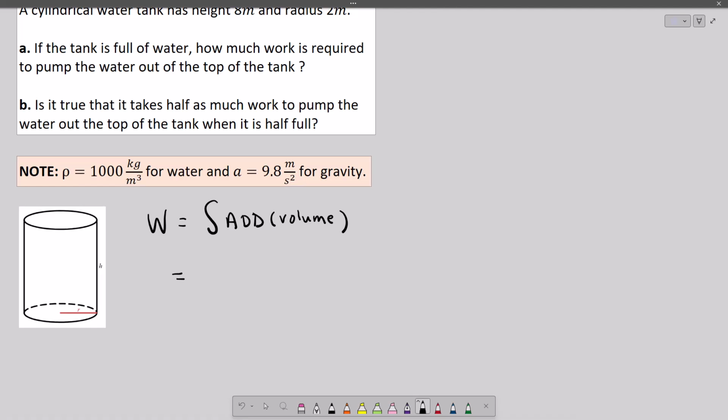Density of your liquid is going to be a constant. So acceleration due to gravity, that's a constant. So these first two are going to be constants in all of these types of applications. Acceleration due to gravity, constant. Density of water, constant. Now we have the distance traveled by a representative cross-section.